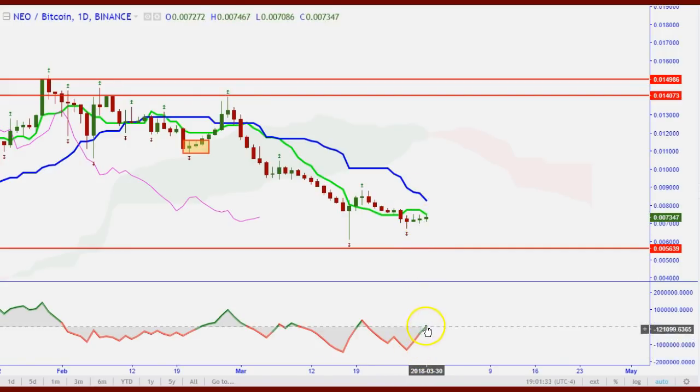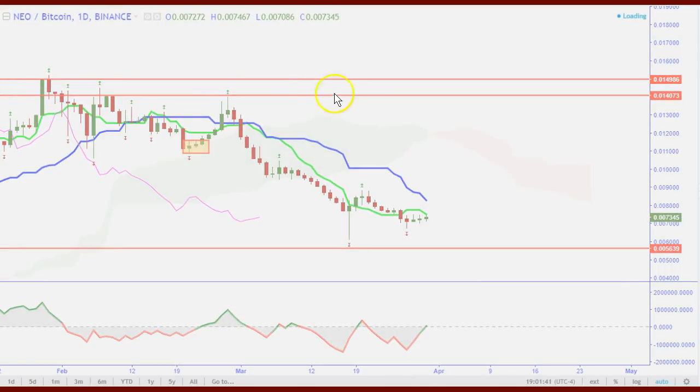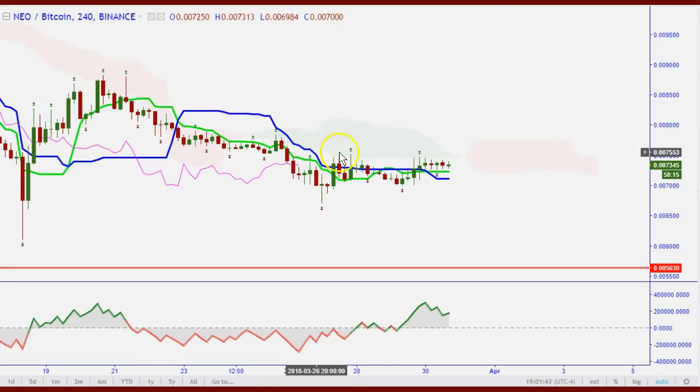But you've got some bullish volume, but the market's not supporting that either. All right, so let's go to the 4-hour time frame. And you can see we're flat and ugly here.